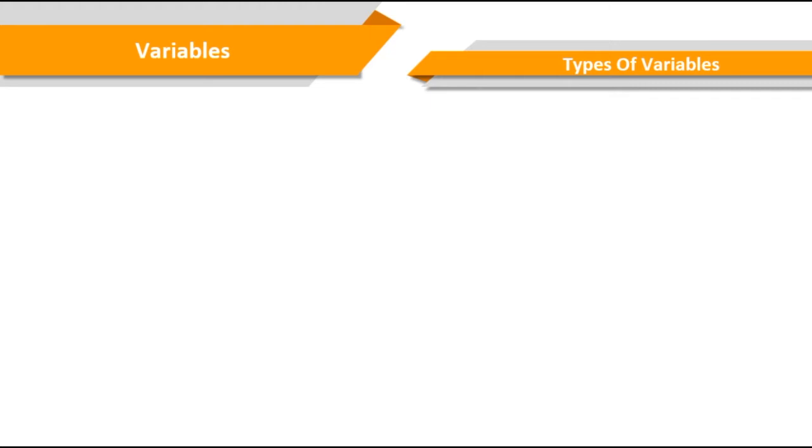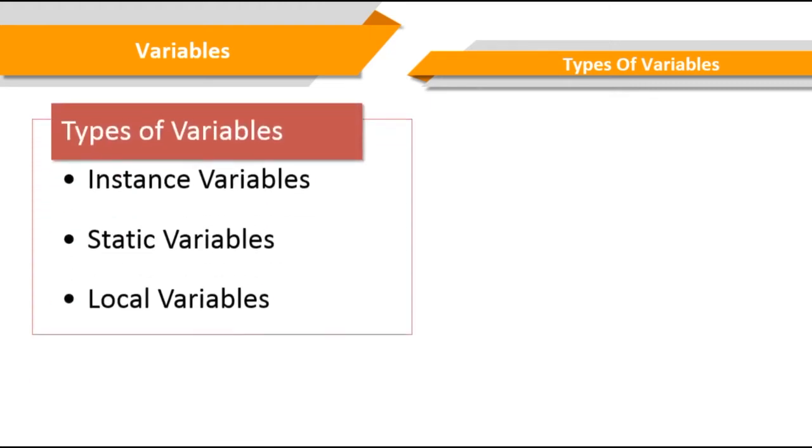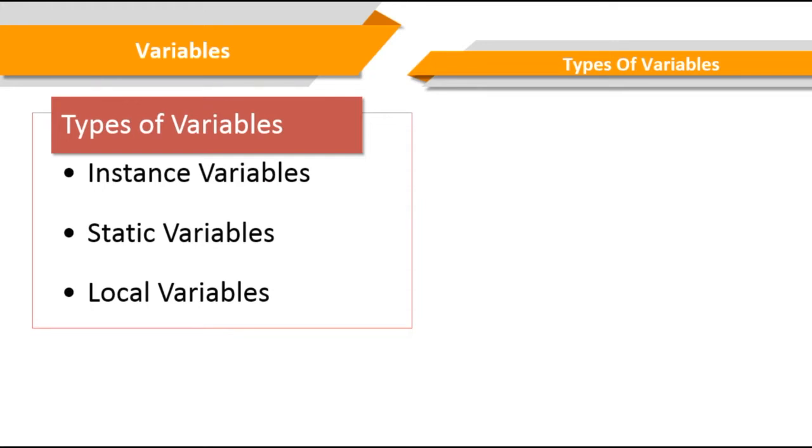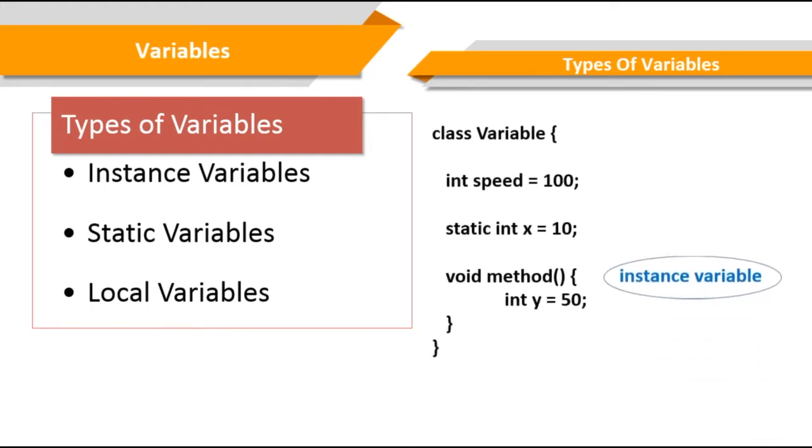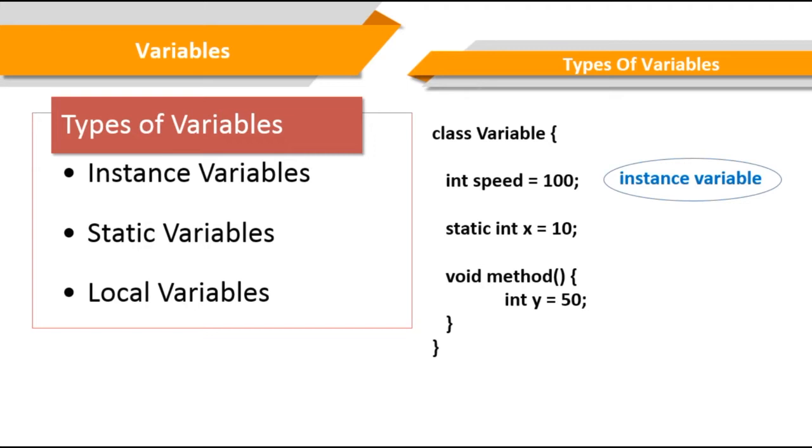Now let's look at different types of variables. We have three types of variables in Java. The first one is instance variables. Instance variables are defined in a class, but outside of a method declaration. They're also defined without the static keyword. So then guess what the second one is? It's static variables.